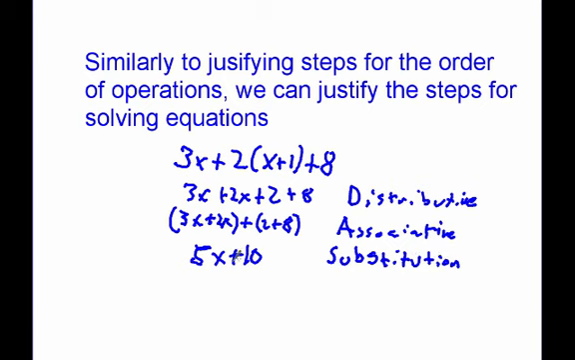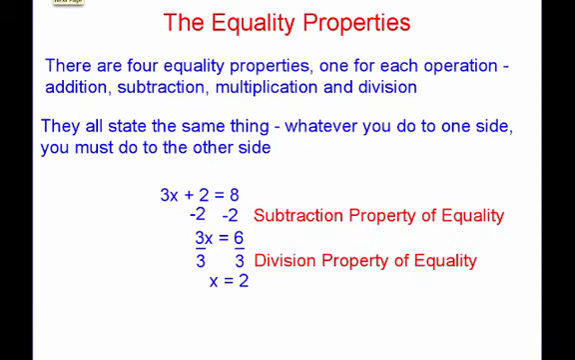And then these two can't be combined, so we're done. Our answer is 5x plus 10. But the key part is this over here, where we're justifying our work using properties. We're going to be doing this exact same thing for equations. And in order to do that, we need to have 4 properties that we haven't talked about before. And those 4 properties are what are known as the equality properties.